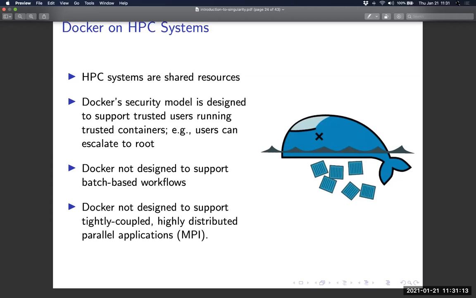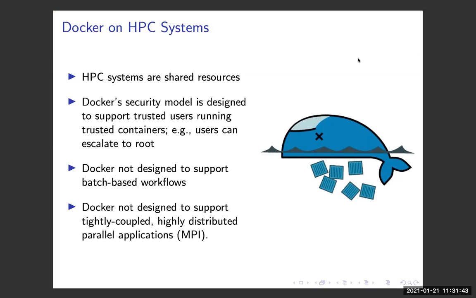And Docker's security model doesn't really support this. It assumes you have trust between all users running on the systems. And in most HPC systems, the system administrators don't even trust the users, right? Because we don't allow you to have, say, root access or sudo access to install your own software that way. You're probably familiar with that if you ever tried to sudo apt-get something onto one of the XSEDE systems. You can't do it, right?